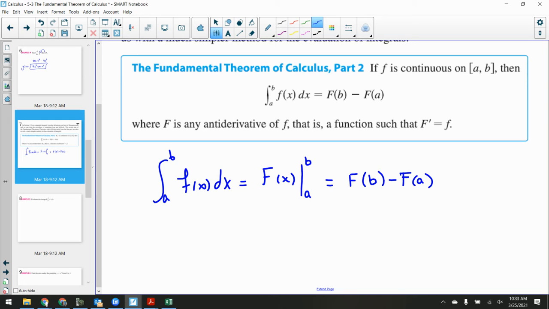That is to say that if I take F prime, that's going to get us back to f. Right? If I take the derivative of capital F, the derivative of the antiderivative, it's going to get us back to f. Okay, we're going to use this. I'm going to use this notation a lot.